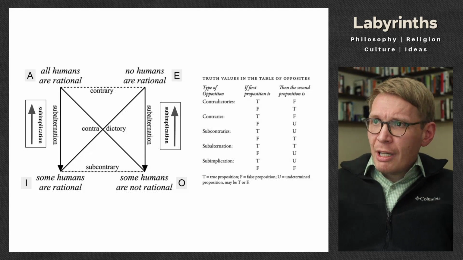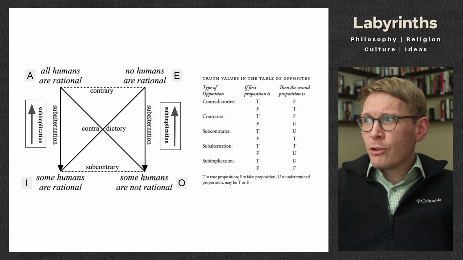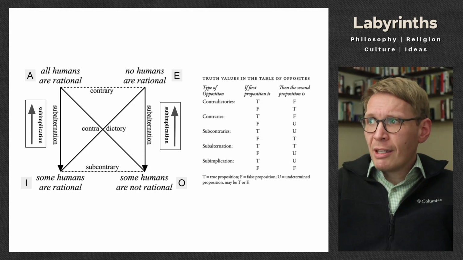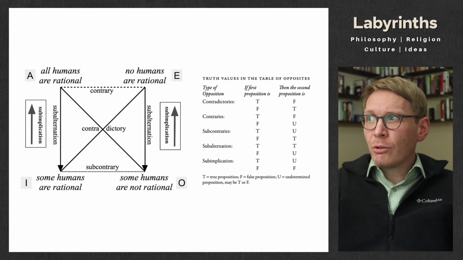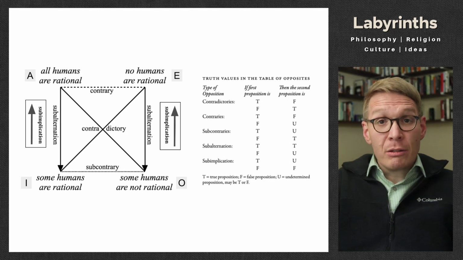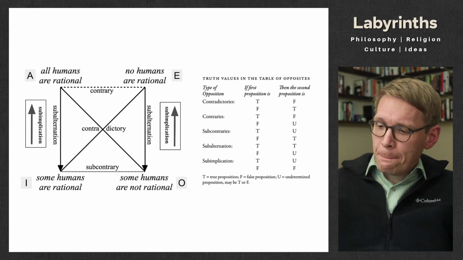So going back to our table here, we can see that along the top here, we have all humans are rational, no humans are rational. These are contrary propositions, and we're reminded again of the truth table here on the right, that a true proposition can yield a definitely false contrary, but a false proposition cannot yield a contrary that you know to be true, or can't really tell you anything.